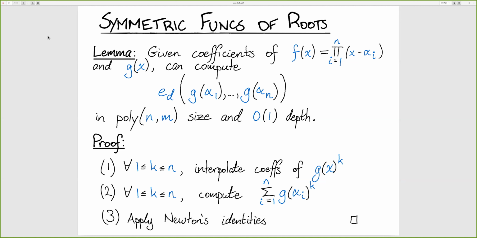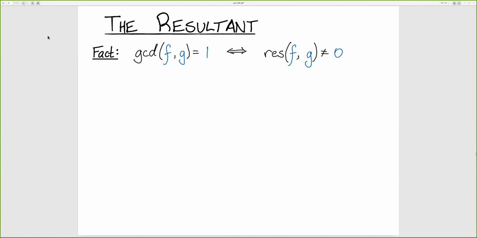Now, okay, it seemed like I'm just generalizing for the sake of generalizing. I have a nice trick. I can do something more with it. Why would you want to do this? So this is giving us something interesting. Let's go back to this quantity I spoke about earlier, the resultant of two polynomials. This was some quantity that tests for coprimality. The two polynomials are coprime exactly when this resultant is non-zero.